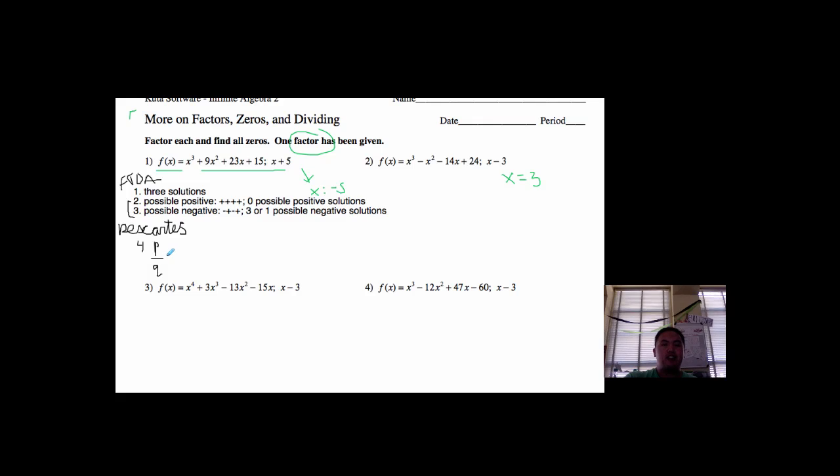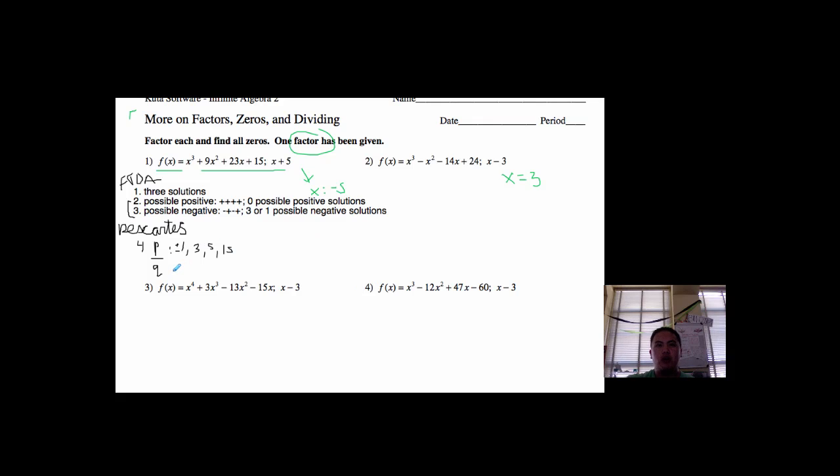P is going to be all the factors of the last coefficient. So the last one is 15. What are all the factors of 15? I know some of you like Dora the Explorer. But all the factors of 15 are, yeah, correct: 1, 3, 5, 15. Q represents the coefficient, and remember all these are positive and negative. So this might take me a while, but just know all those are positive and negative.